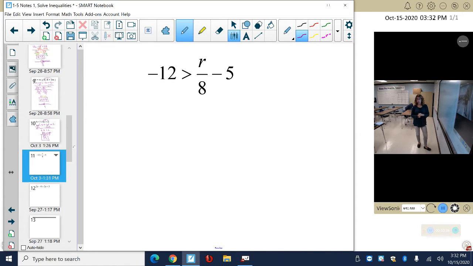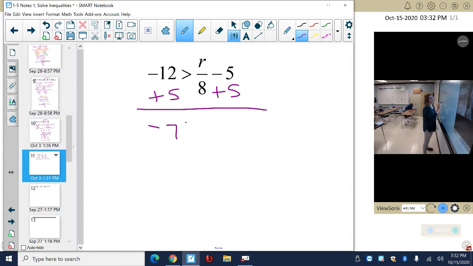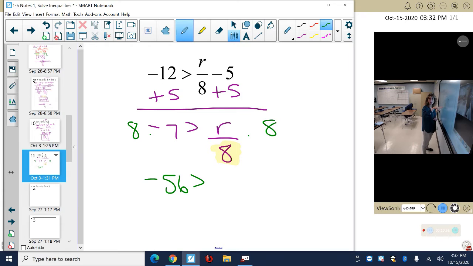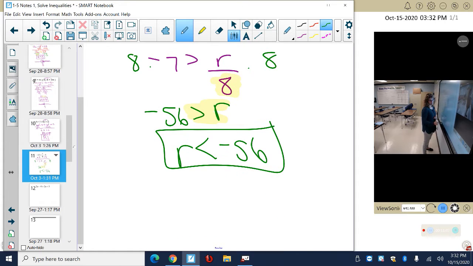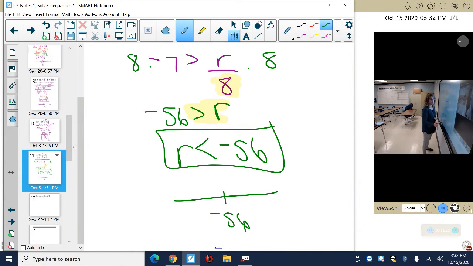This one you might get on your homework, so pay attention to this one. Add the 5. -7 is greater than r over 8. How do I get rid of that r? Or I should say, how do I get rid of that 8? You are going to multiply both sides by 8. So I have -56. I do not flip the sign because I multiplied by a positive 8. I don't like the way that's written, so I pick it up. The arrow is pointing toward the r, so the arrow needs to point toward the r here. And then that is done. So I have -56. Can it be -56? No, it cannot. I have an open dot, and I shade down.